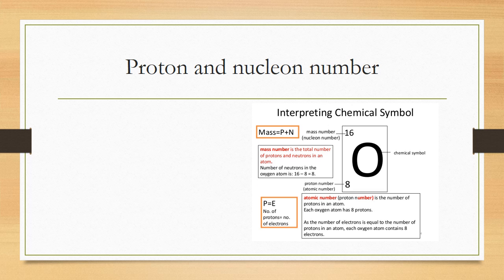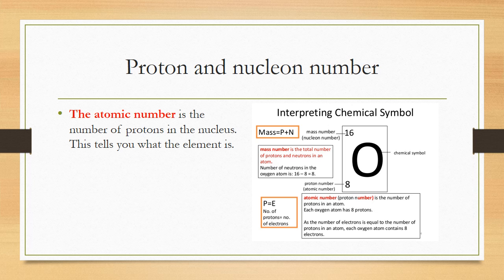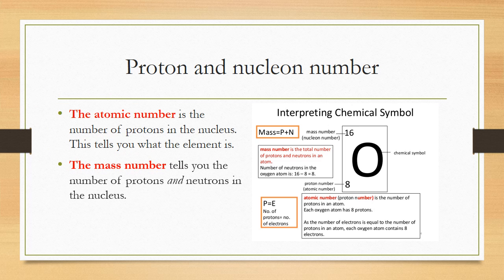When you look at the periodic table, you have to be able to interpret the chemical symbol. The atomic number, also known as the proton number, is the number of protons in the nucleus. It tells you what the element is. So every atom of oxygen has 8 protons. Every atom of carbon has 6 protons. Every atom of hydrogen has 1 proton. The mass number, also known as the nucleon number, tells you the number of protons and neutrons in the nucleus, because that's where the mass of the atom comes from.